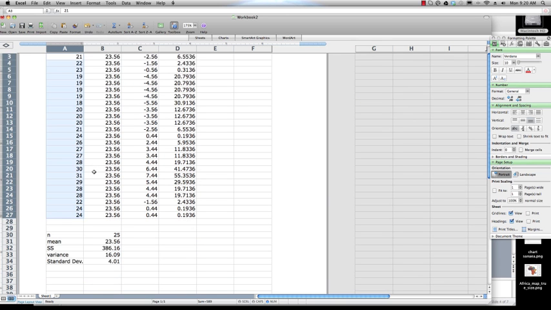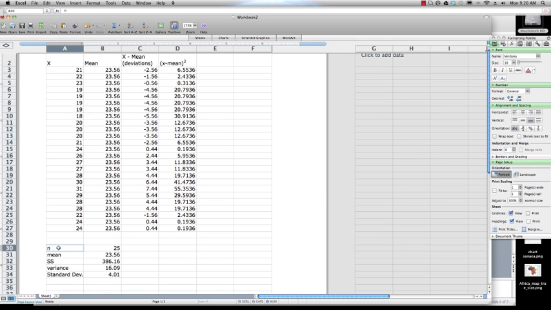Our sample size, or n, notice that's a lowercase n because we're talking about sample size, not a population size, is 25. So there's 25 data points in there. So we need to calculate the mean first. So I did that, and we have 23.56.